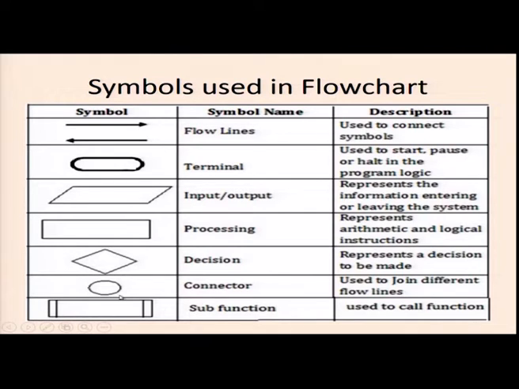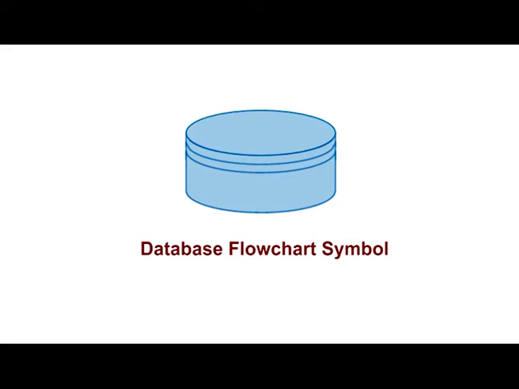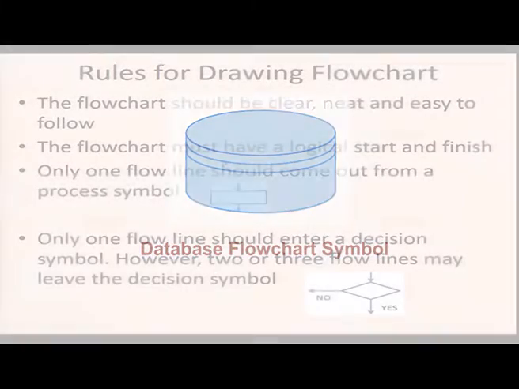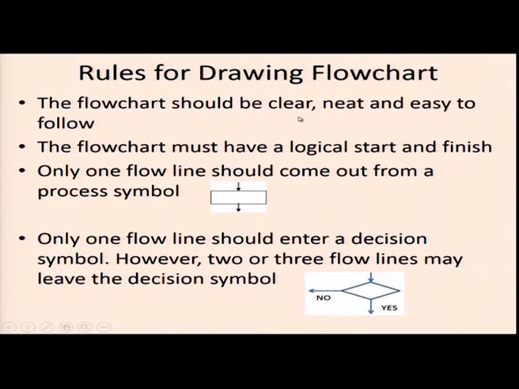Then you have a rectangle within one other rectangle. You have a parallel line along the two sides of a rectangle which denotes subprograms, subroutines or subfunctions. So, it is used to call a function. These are some of the symbols that are used in a flowchart. Apart from this, you also have one other symbol, a cylindrical symbol, which is used to represent databases. Now, let us see the rules for drawing a flowchart.